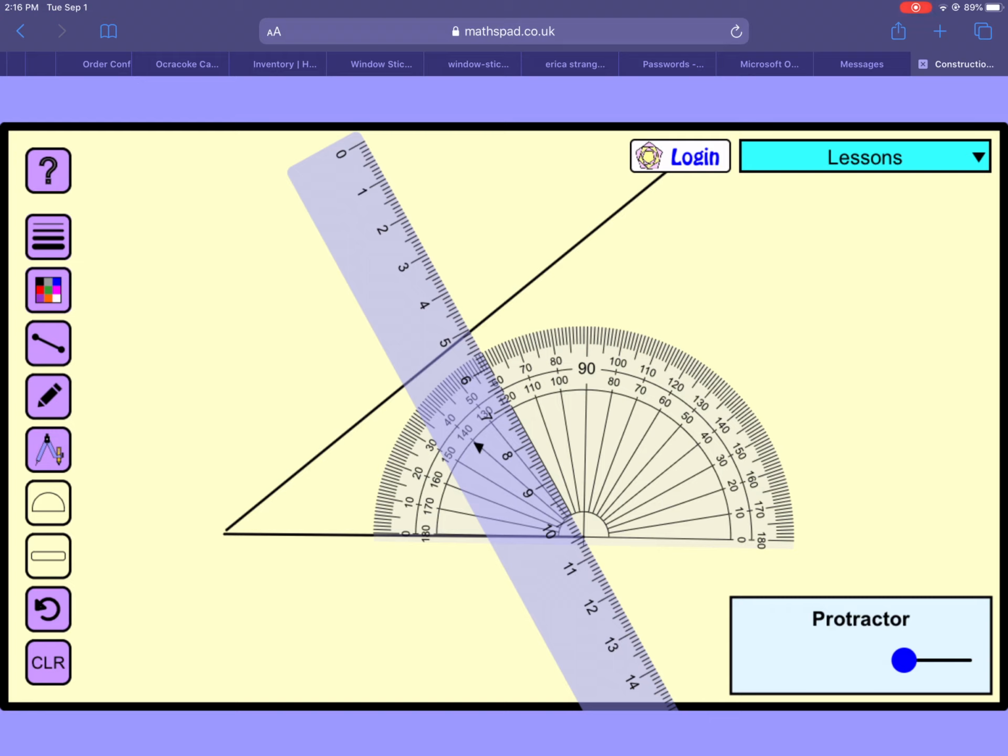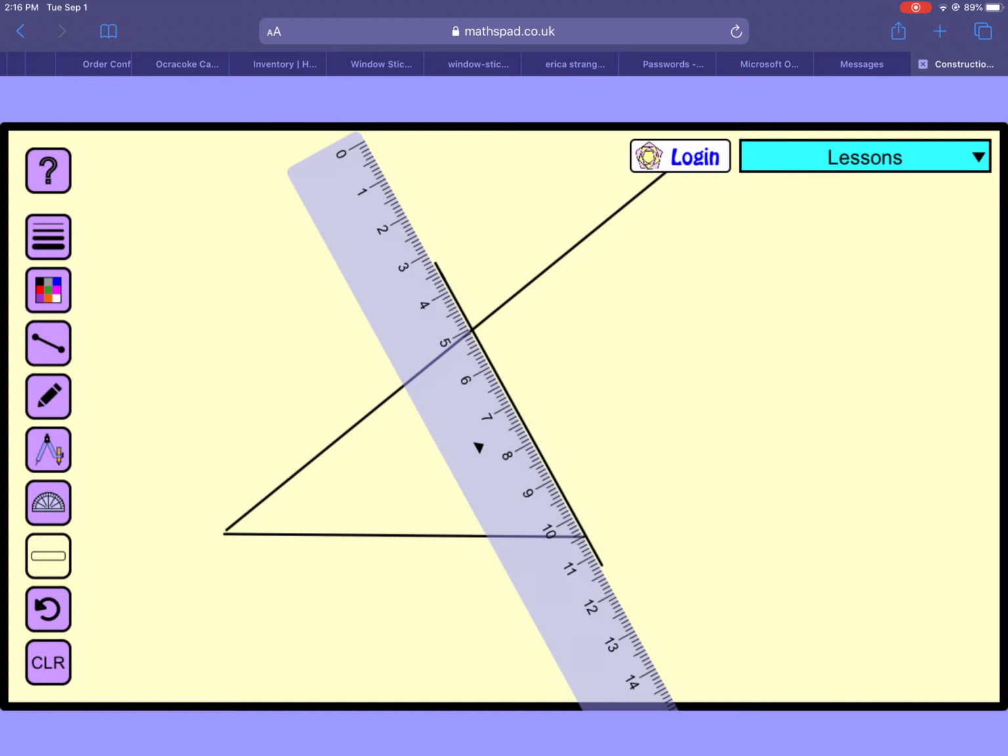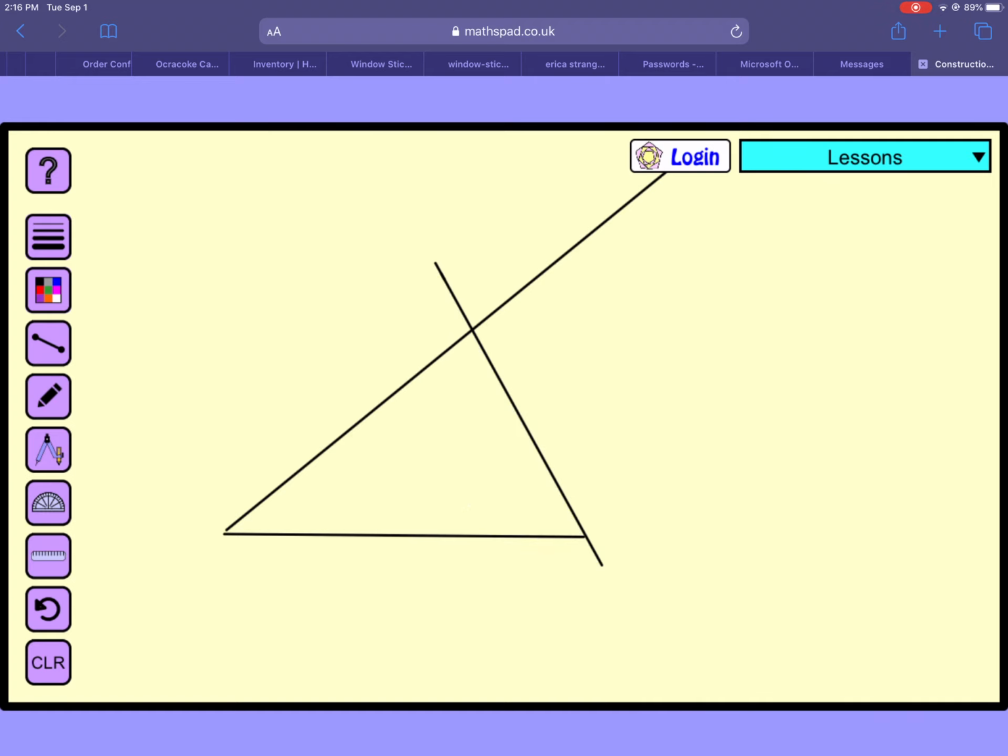Alright, I'm calling that good. So now again, just kind of sketch that down. And so let me get rid of the compass, get rid of the protractor. So I know this angle over here is 40. The one on the left is 40. The one on the right is 60.